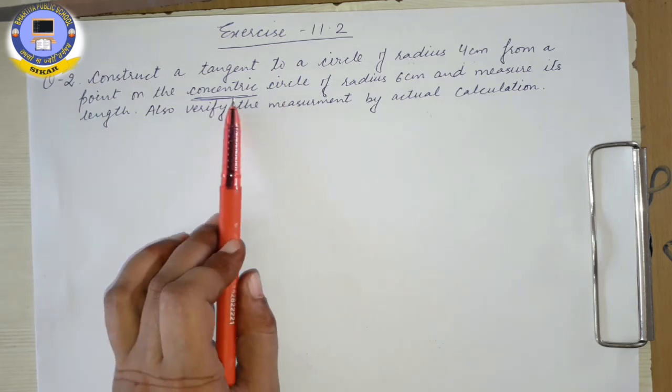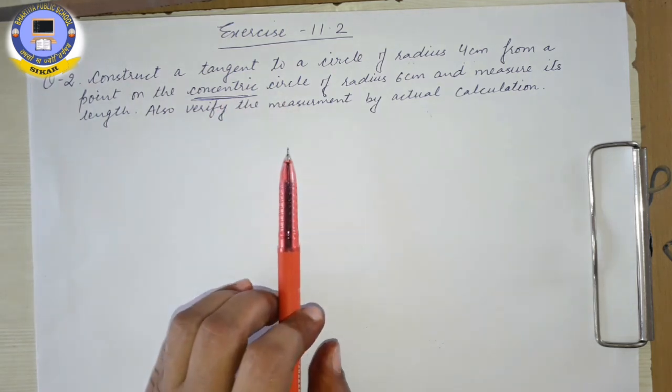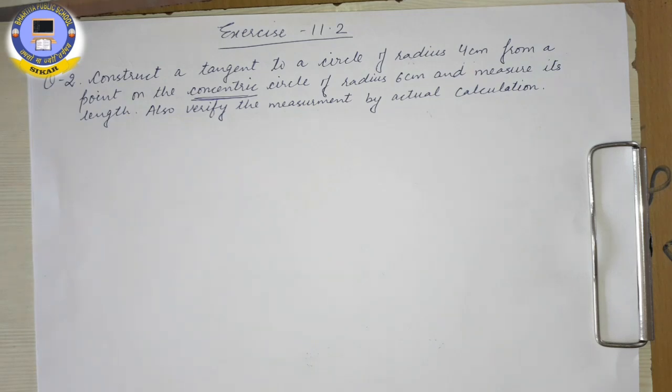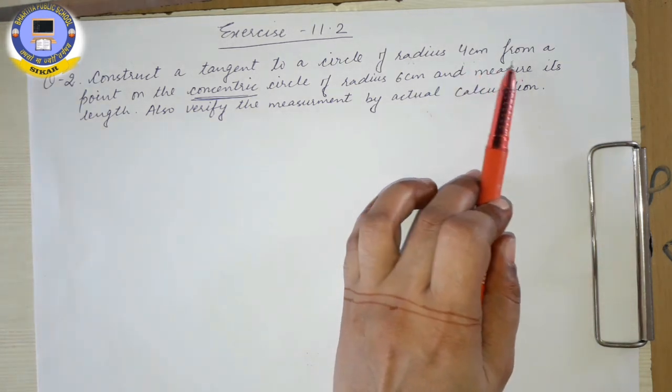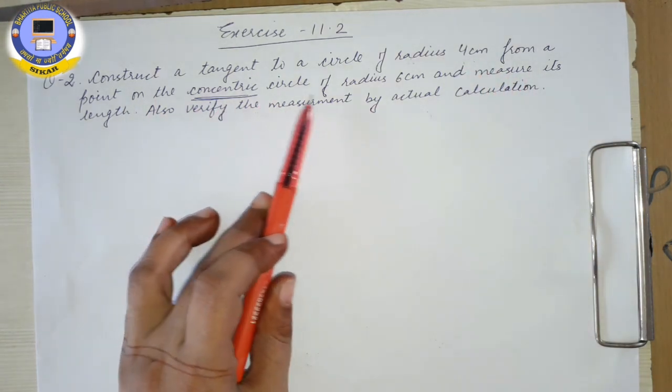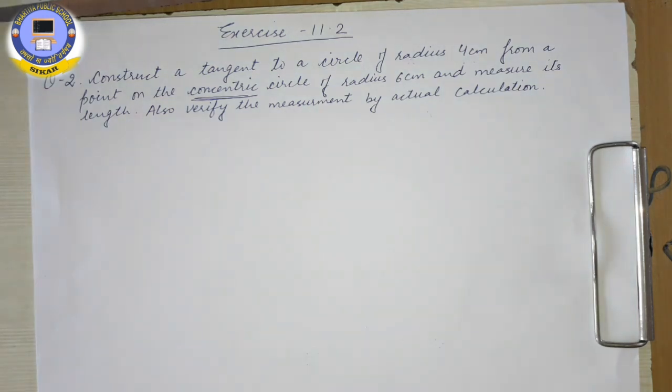First of all tell me, what do you mean by concentric circles? Circles having the same center. How many circles can you draw with the help of one center, 10 class? We can draw infinite circles through the same center. Okay, so here only two concentric circles are given. You have to draw a tangent to a circle of radius 4 centimeter from a point on the concentric circle of radius 6 centimeter. So let us start it.